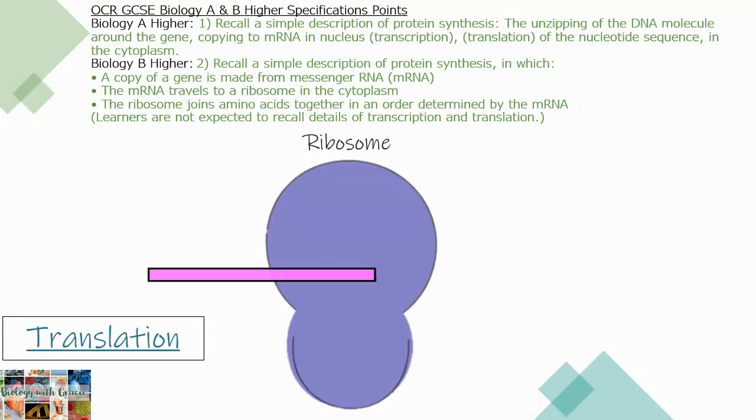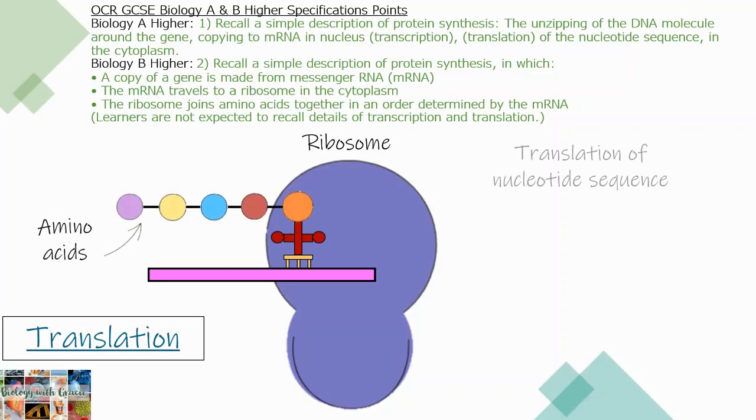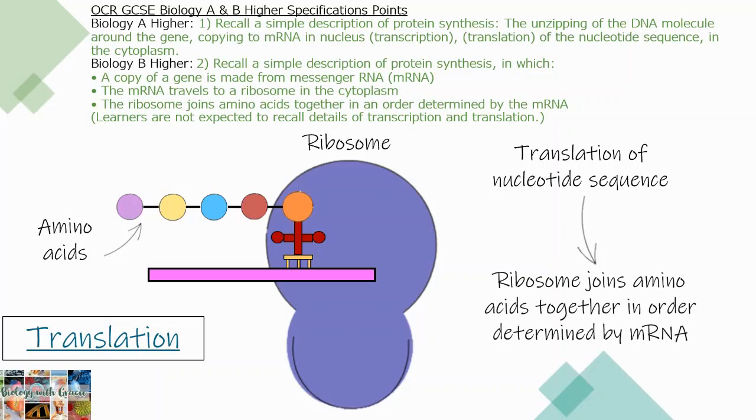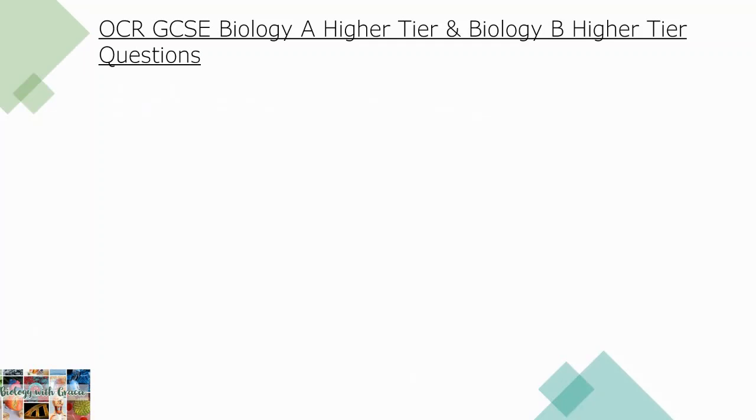And it is at this ribosome where translation of the nucleotide sequence on the mRNA molecule occurs. And the ribosome joins the amino acids together in an order determined by the mRNA code. So now some questions based on that information.